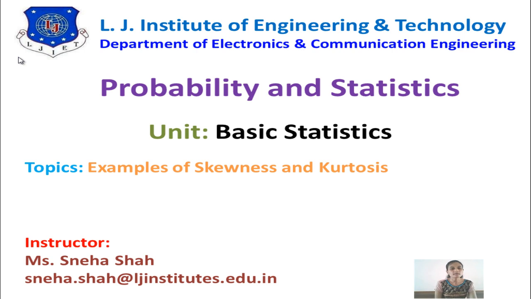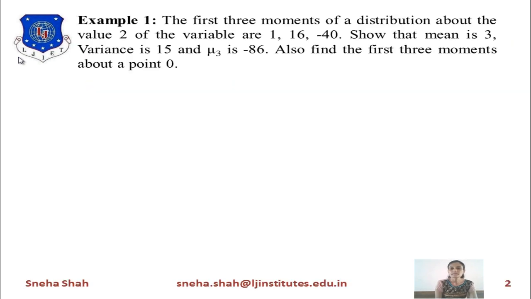Today I will explain some examples on skewness and kurtosis from the subject of probability and statistics. The first example is: the first three moments of a distribution about the value 2 of the variable are 1, 16 and minus 40. Show that mean is 3, variance is 15 and mu3 is minus 86. Also find the first three moments about a point 0.